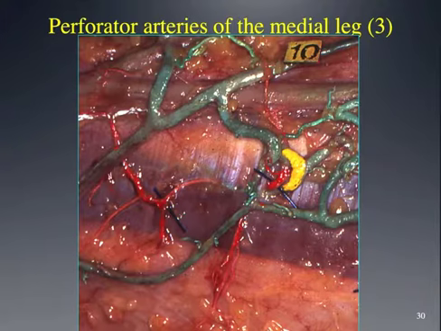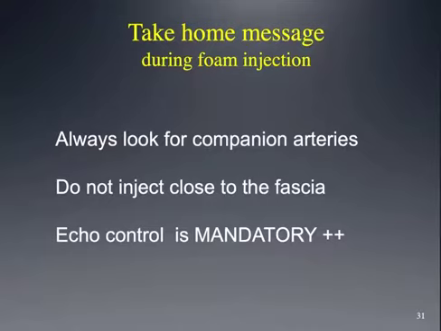Here, in more zoom, you can see these same tiny arteries colored in red, injected by red latex, and you see the perforator which is next to the artery. So, the take-home messages for foam injection of perforators regarding this anatomical feature are: always look for companion arteries, do not inject close to the fascia, and always use echo guidance, an echo control, which is mandatory if you inject the perforators.